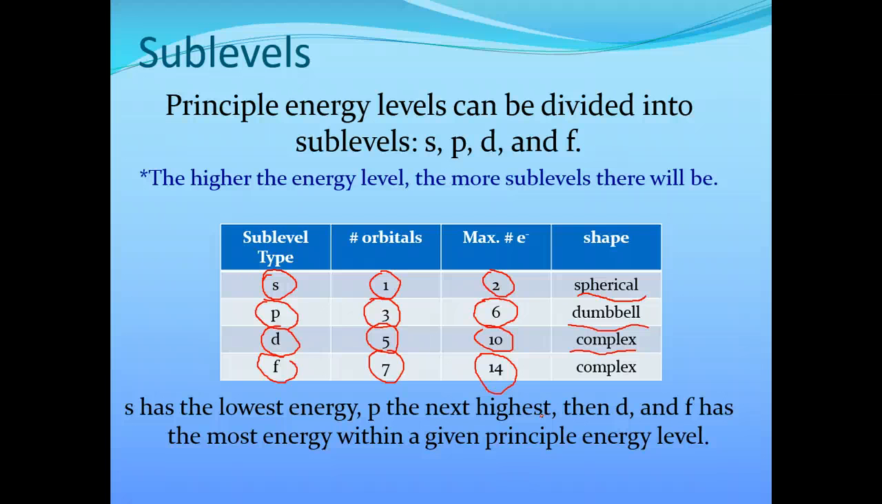So again, if I have a principal energy level, and there are sublevels dividing up every single principal energy level, the lowest energy sublevel is going to be s within a principal energy level, and then p, and then d, and then f. So this is the order they're always going to come in when we look at that filling order.